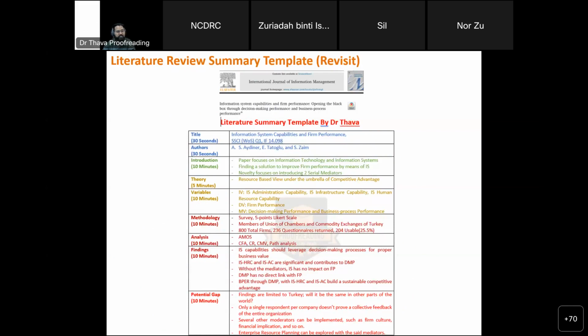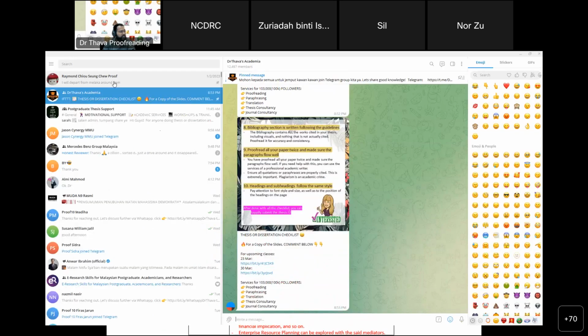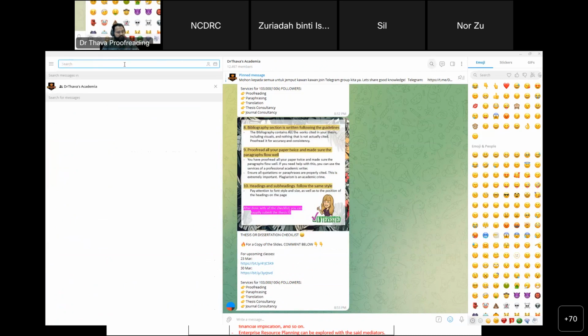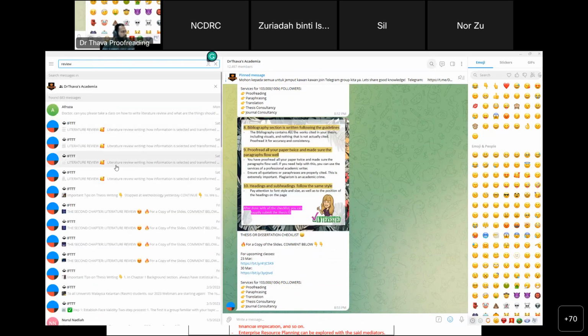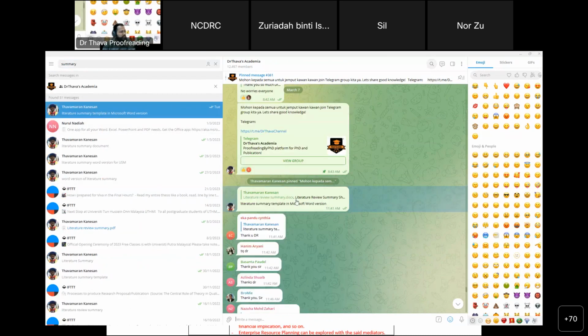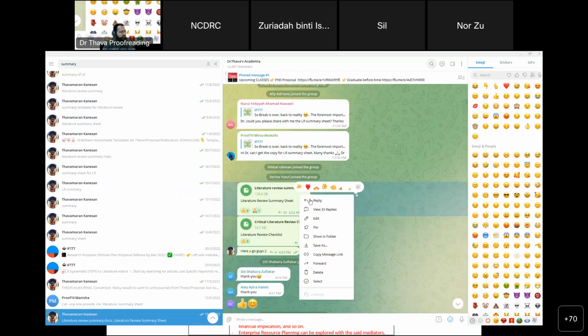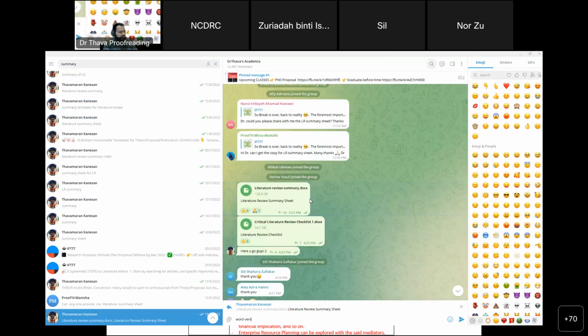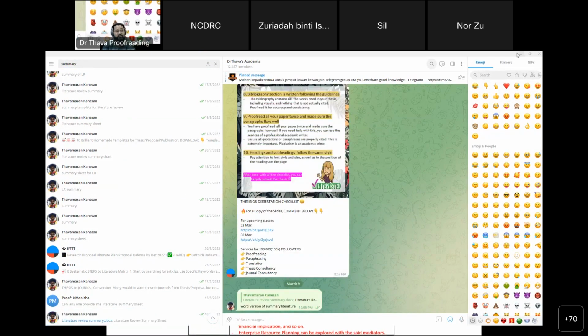Okay, because here I have given the Word document summary, not review, summary. Here, the literature review summary template in Word document. So this is the Word version of the summary literature. So you can download it from there. You can use it. Feel free to use, no problem.